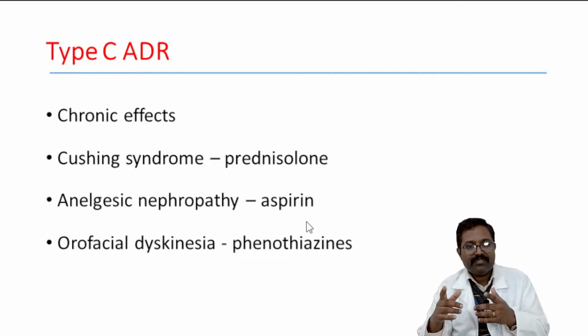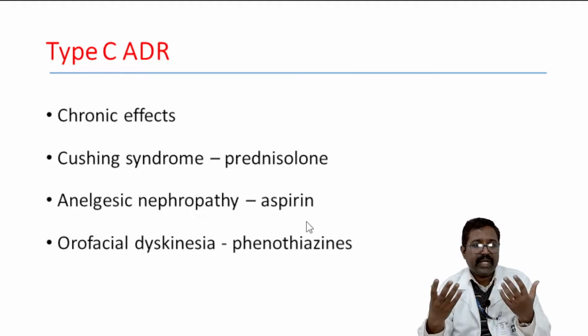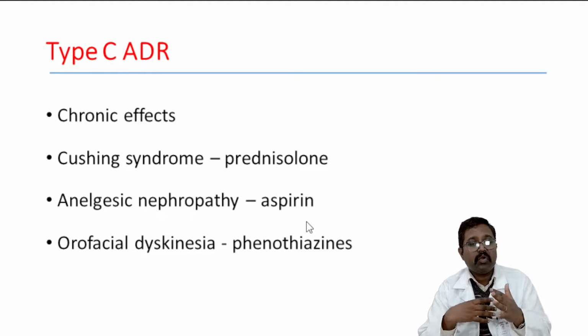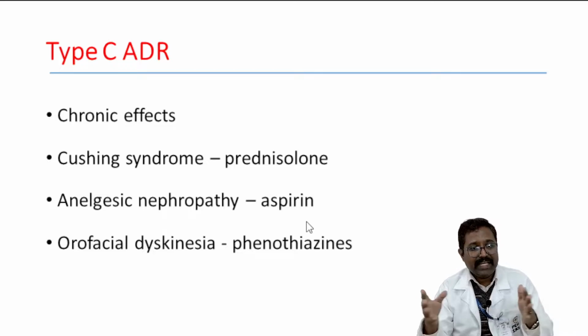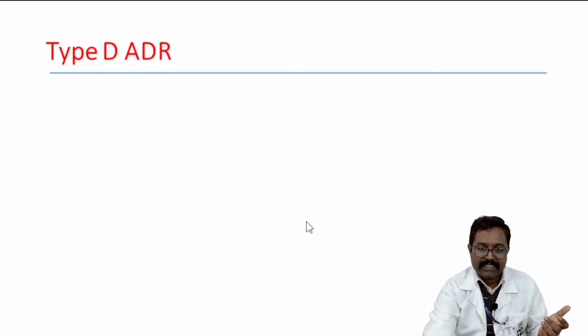Type C stands for chronic effects. Whenever you give a corticosteroid, prednisolone, for a longer period of time without tapering the dose of the prednisolone, what will happen is Cushingoid effects. Aspirin, long-term administration, any NSAIDs will affect the kidney, leading to analgesic nephropathy. Phenothiazines, orofacial dyskinesia, again the extrapyramidal side effects.